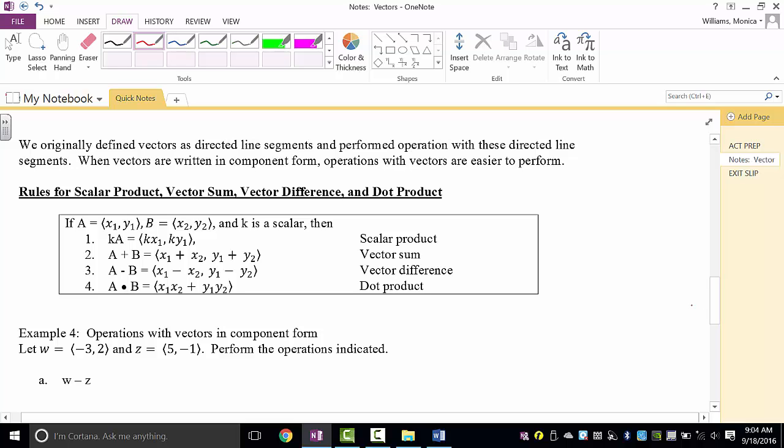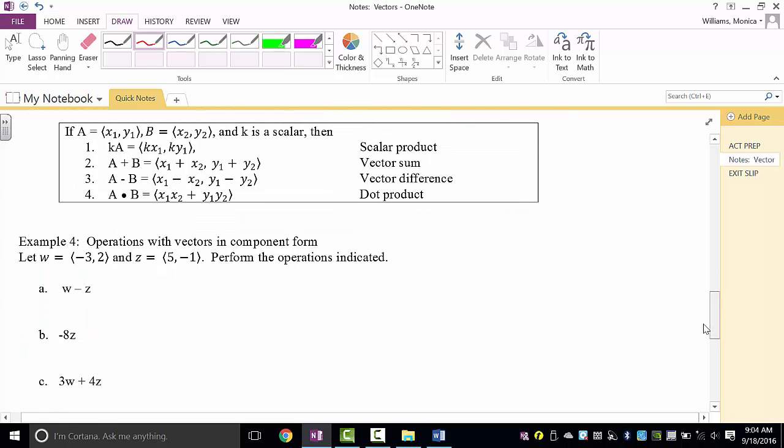Okay, when we are working with vectors in component form, the operations for adding and subtracting or dot product, which is the multiplying, is very easy. You have the rules here in your text box. So let's look at some examples. Vector W is given and vector Z is given.